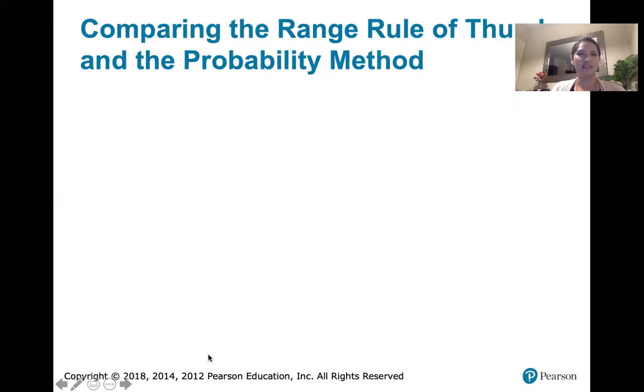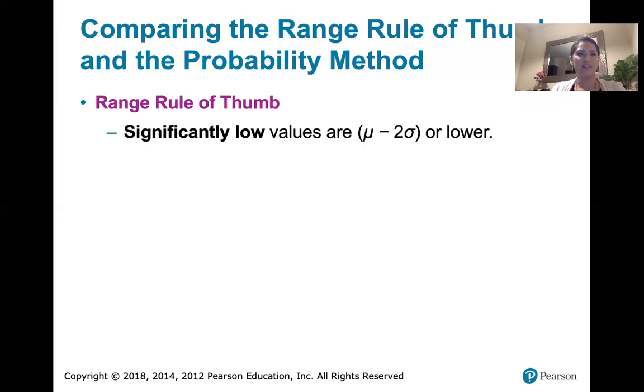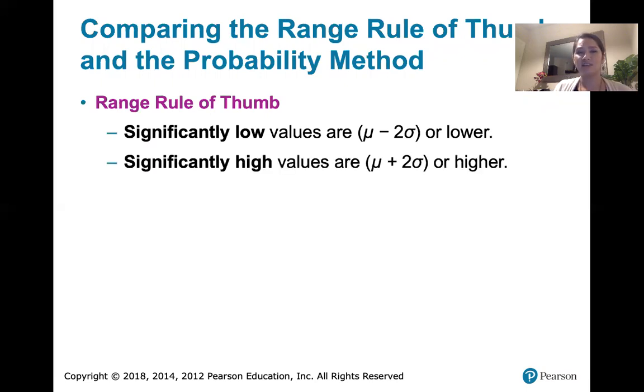Now, before we do an example, I wanted to compare the range rule of thumb method for defining significant events and the probability method that we just talked about. We just said that significantly low values of a variable are given by the mean minus 2 times the standard deviation, or a value that's lower than that. And we said that significantly high values are given by the mean plus 2 times the standard deviation, or higher than that.